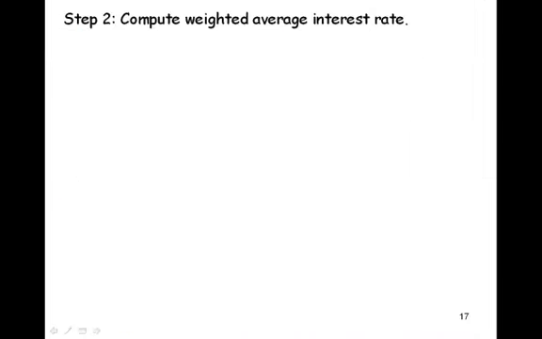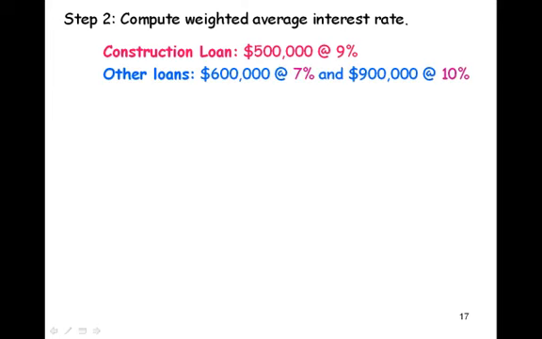Step 2 is to compute the weighted average interest rate. First, we begin with the construction loan at $500,000. If this had been the only loan, there would be no need to weight the interest rate. However, let's add more facts to the example and assume that Alpha has 2 additional loans for other purposes that are outstanding for the entire year, one at 7% and another at 10%.